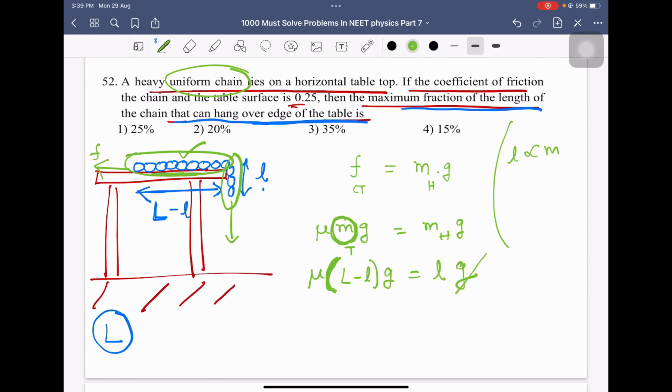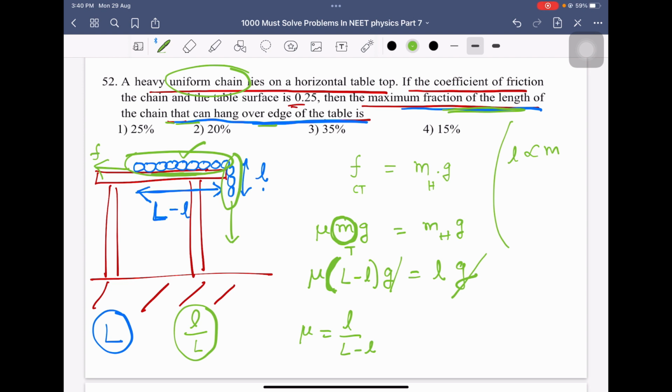What happens? g and g get cancelled. Mu will be equal to l divided by L minus l. So this implies what I need is the fraction of the length of the chain that can hang over the edge. Means I need l divided by capital L. I need the fraction of length.